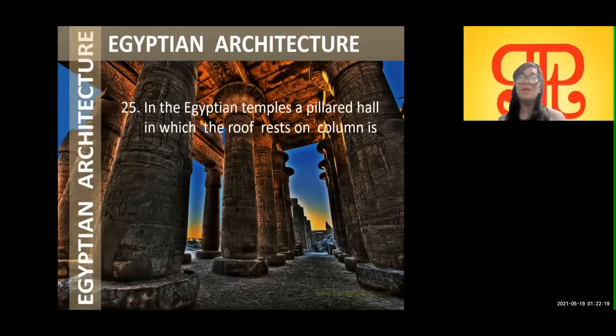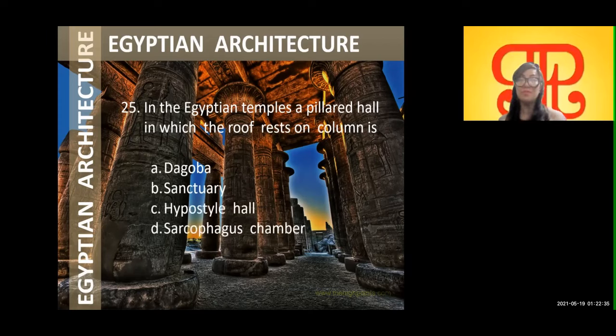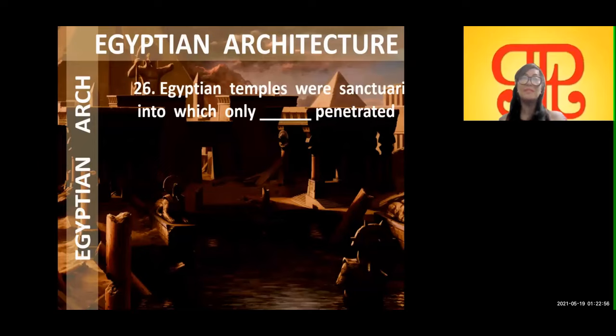Okay. Now, in the Egyptian temples, a pillared hall in which the roof rests on columns is known as A, is it dagoba? B, is it sanctuary? C, is it hypostyle hall? Or is it D, sarcophagus chamber? The answer here is, it's hypostyle hall. These are the series of columns when we talk of hypostyle hall. Next we have 26.